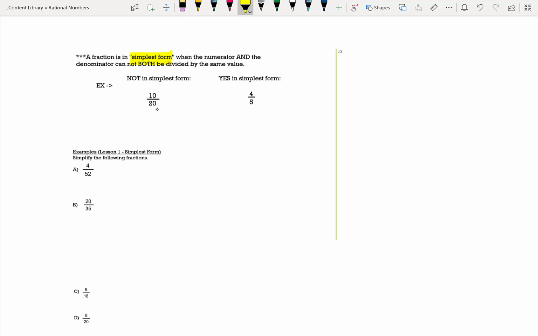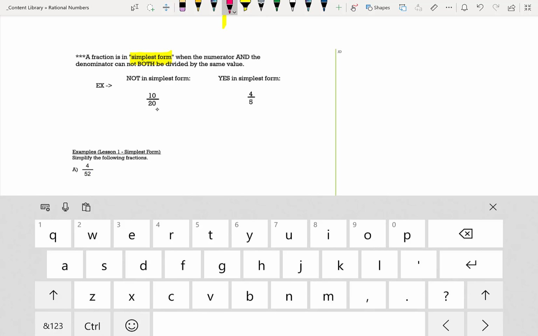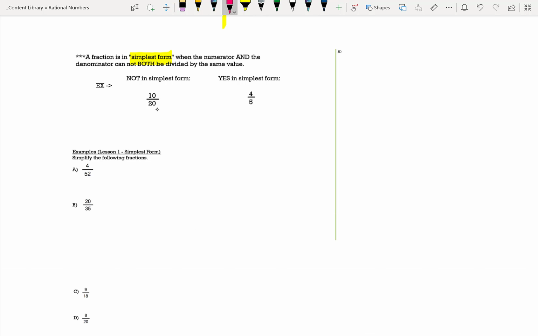And then we have a non-example with 10/20ths and an example of simplest form with 4/5. We are going to look at 10/20ths first. Because 10 and 20 share factors, there's several that can go into both of those, the numerator and denominator. In order for it to be in simplest form, we would need to divide that down. So 10 can go into 20. It's always good to check if your numerator can go into your denominator first before looking at other numbers.